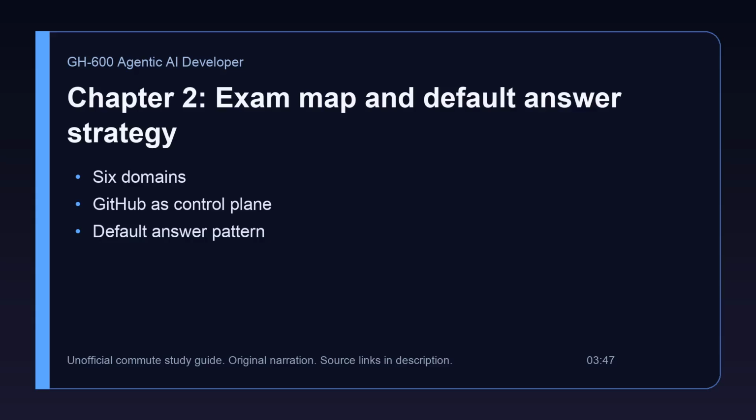The passing instinct is not paranoia. It is controlled velocity. Move fast where risk is low. Add review and guardrails where the action is broad, irreversible, privileged, production-facing, compliance-sensitive, or security-sensitive.